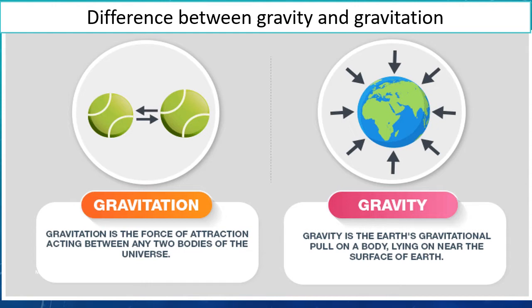Gravity is present naturally in the earth, Earth's gravitational pull. So gravity is the Earth's gravitational pull on any body lying on or near the surface of the Earth. Now, this line, lying on or near the surface of the Earth, you need to remember, because when we go ahead, up till now we have only learned that if a body is on the surface of the Earth, it gets attracted towards it. Now we'll be learning about things which are above the Earth's surface as well.